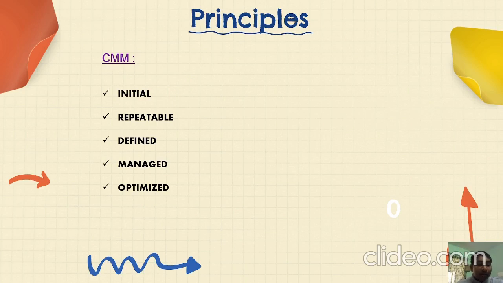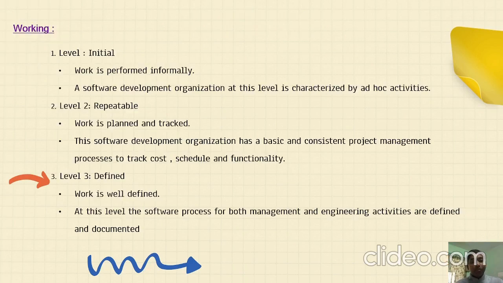The next is defined. At the defined level, an organization develops its own standard software development process. These defined processes enable greater attention to documentation, standardization, as well as integration. The fourth one is managed. At the managed level, an organization monitors and controls its own process through data collection and analysis. The next and last one is optimizing. At the optimizing level, processes are constantly improved through monitoring feedback from processes and introducing innovative processes and functionality.